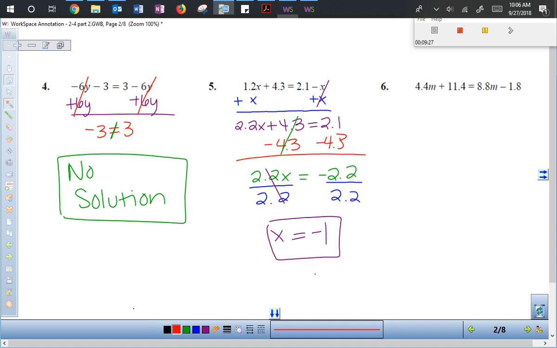On number 6, I have 4.4 times m plus 11.4 equals 8.8m minus 1.8. So I'm going to start with the variables. I have 4.4 on the left side and 8.8 on the right side. So I could either subtract 4.4 or subtract 8.8. Again, it does not matter. If you prefer to have your variables always on the left, that's fine. But for me, I want to move this over here so this is positive. So I'm going to subtract 4.4m from each side.